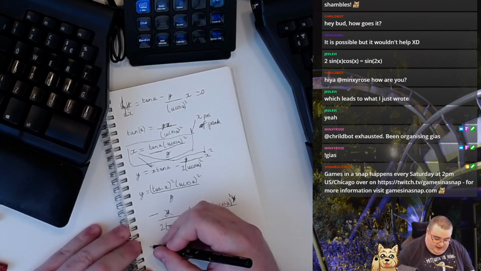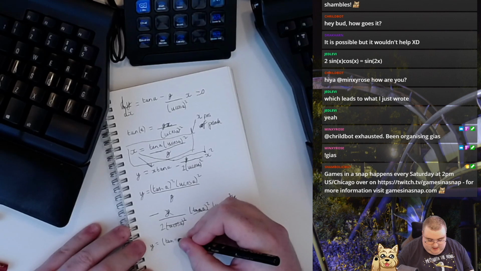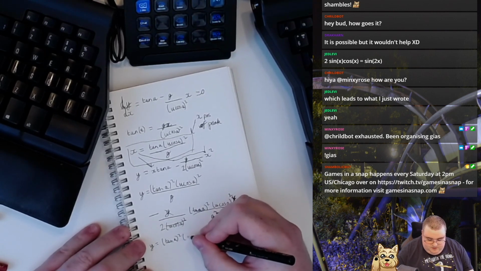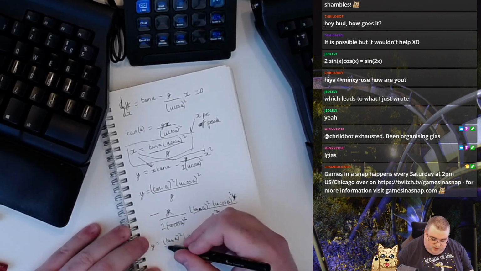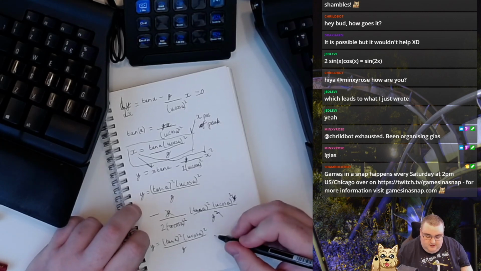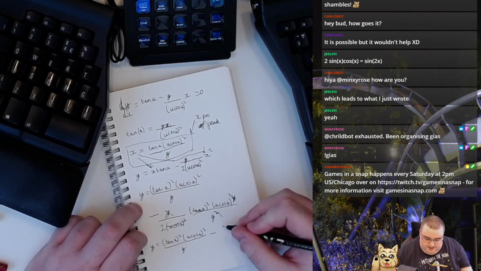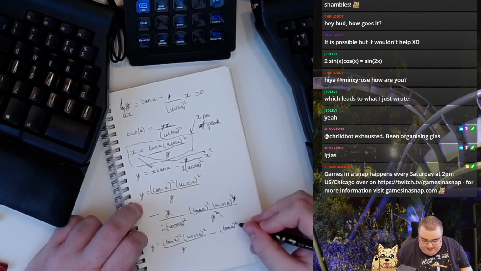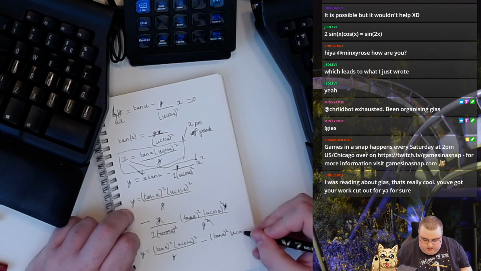So the whole thing is looking more like y equals tan a all squared, u cos a squared over g. And then what we're doing, we're subtracting tan a squared, u cos a squared over 2.